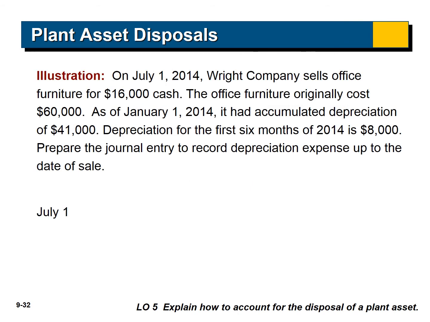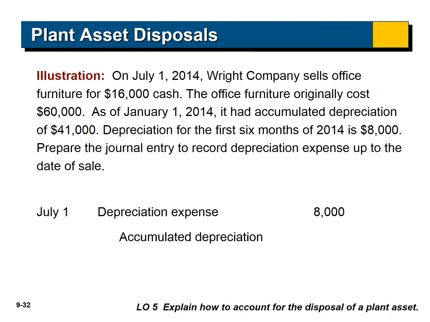Here's an example. July 1st, 2014, Wright Company sells office furniture for $16,000 cash. The office furniture originally cost $60,000. As of January 1st, it had accumulated depreciation of $41,000. Depreciation for the first 6 months is $8,000. Prepare the journal entry to record depreciation up to the date of sale.